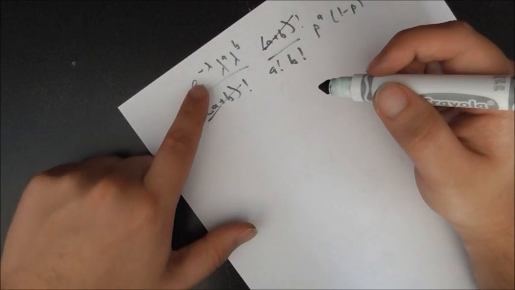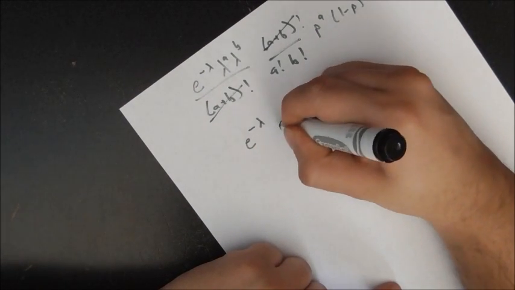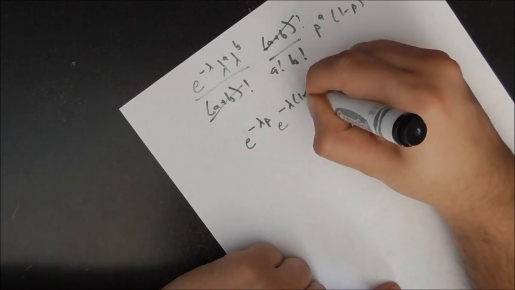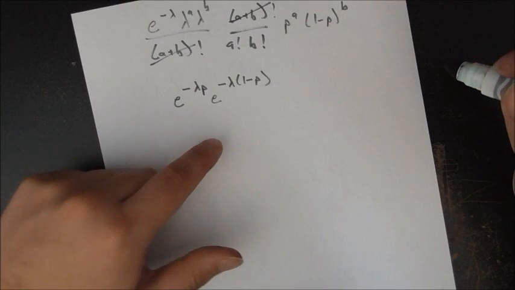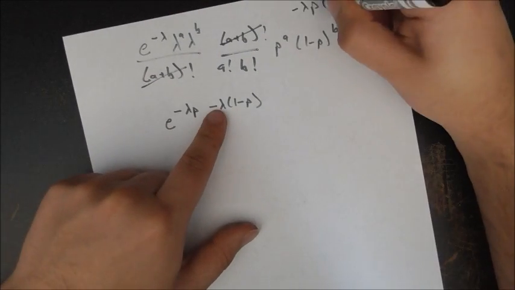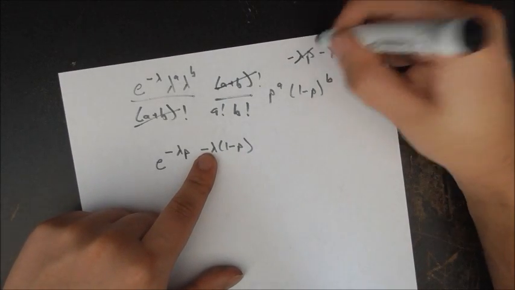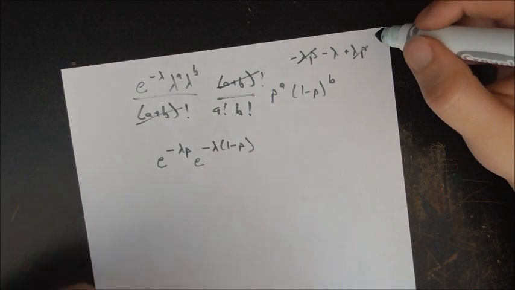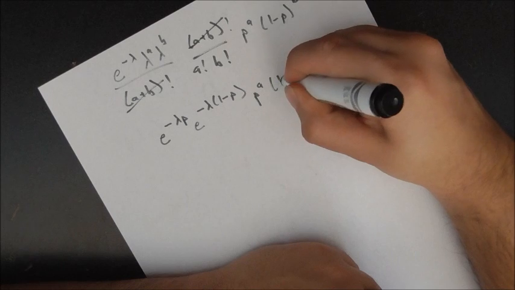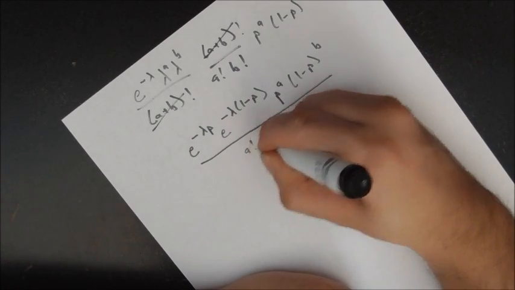So let's write this e to the negative lambda in a different way. We're going to write it as e to the minus lambda p, e to the minus lambda, 1 minus p. Confirm this is correct, because if we add up the exponents, we get minus lambda p, minus lambda, plus lambda p. So this will go away, and we just have negative lambda. So this is actually e to the negative lambda, just written in a different way. Now we have p to the a, 1 minus p to the b, all that over a factorial b factorial.